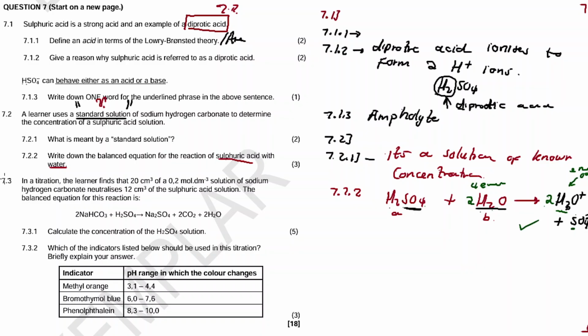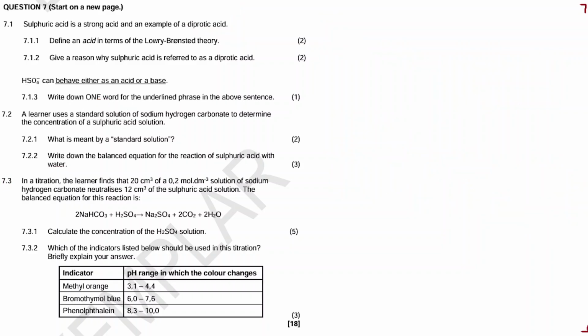So 7.3 we're talking about titration now. 7.3 titration. In a titration, the learner finds that 20 cubic centimeters of a 0.2 mole per cubic decimeter solution of sodium hydrogen carbonate neutralizes 12 cubic centimeters of sulfuric acid. The balanced equation for this reaction is given. Calculate the concentration of the acid. Let's take out the data.